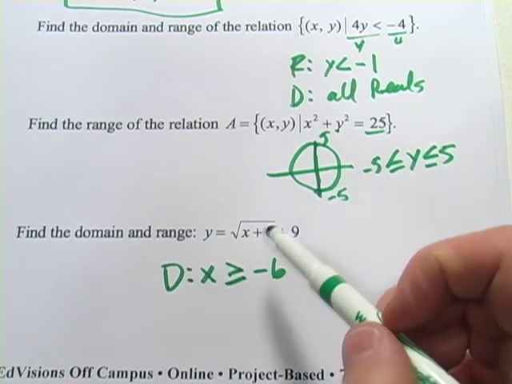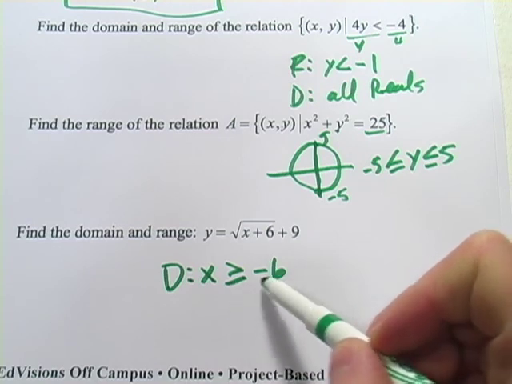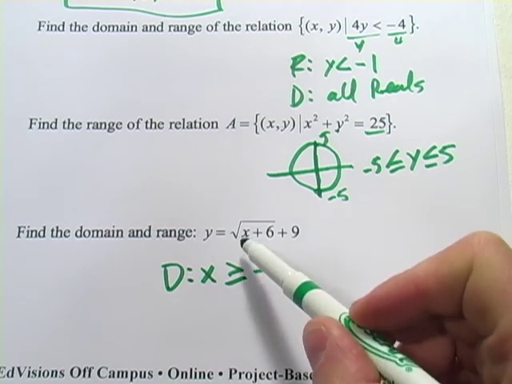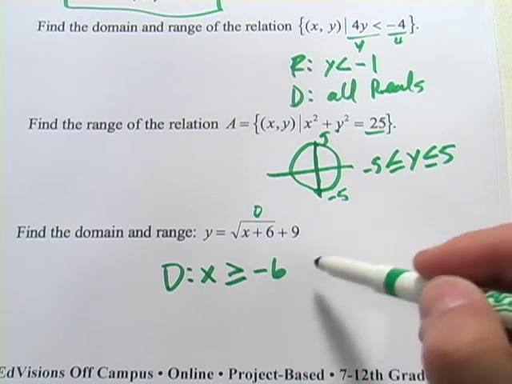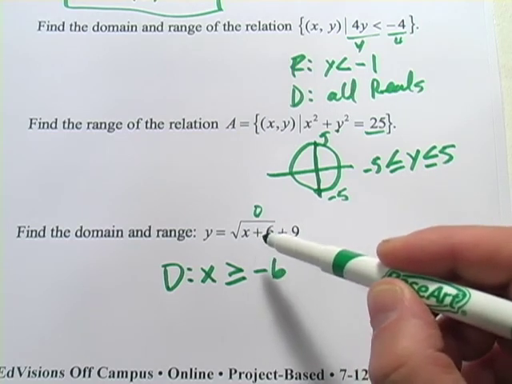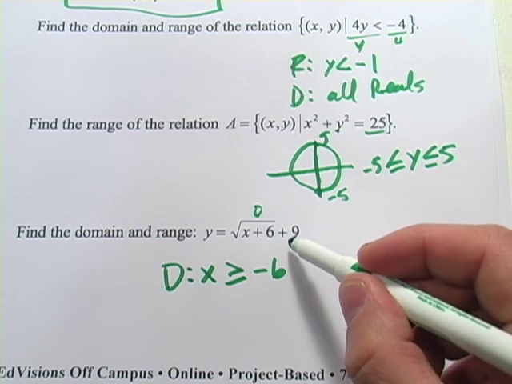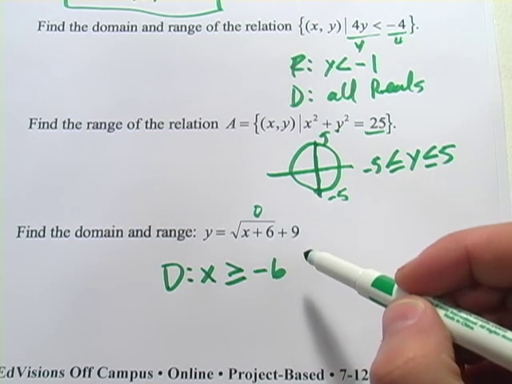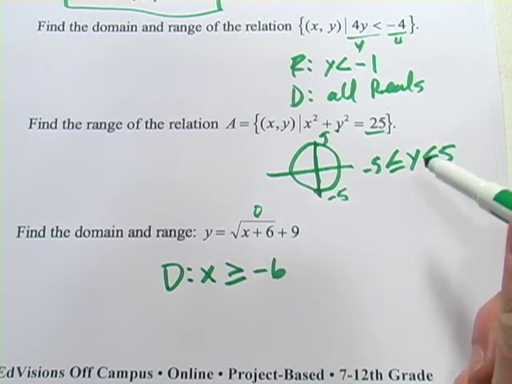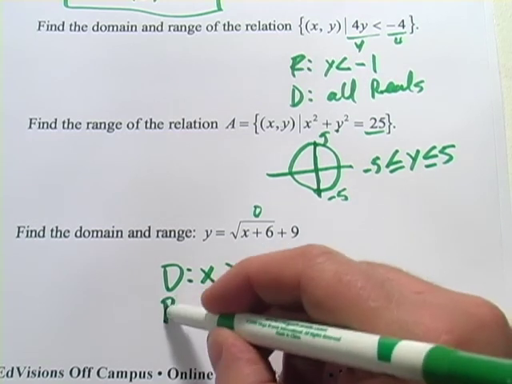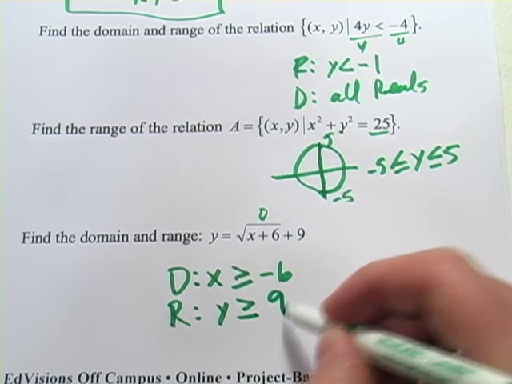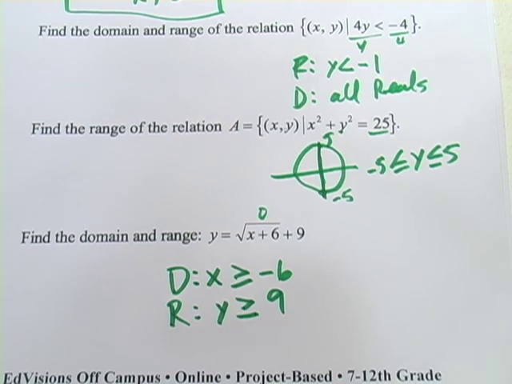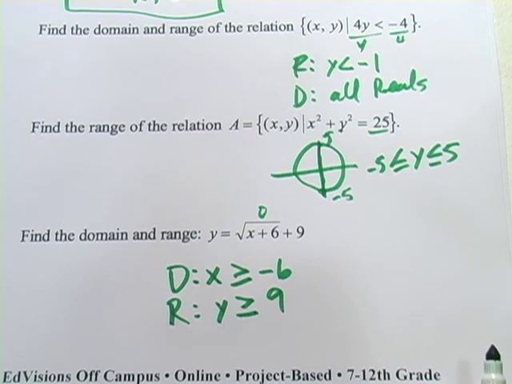Now the range, let's think about this. If x is negative 6, the smallest it can be, this part is 0. And if x is some other number, this part is actually going to be bigger than 0. So the smallest y could be is 0 plus 9. And it can be as much bigger than that as it wants to be. So our range is going to be y is greater than or equal to 9. So that's a little work with the domain and range of some functions and relations.